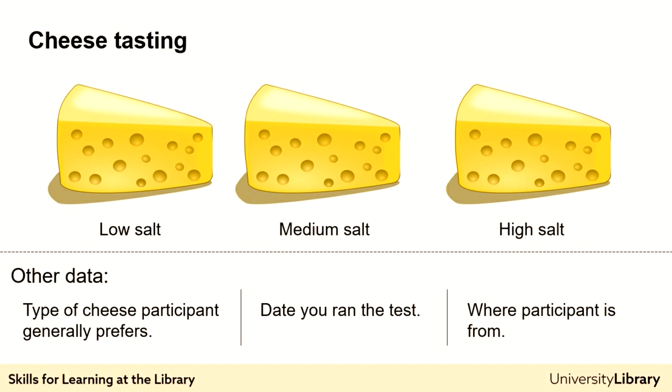Of course, if you notice that on one of your testing days all of the participants preferred the high salt cheese, you might need to check if this is a real effect, and if so, you need to decide what to do with that data. You cannot just ignore data that doesn't fit your story. You either need to change your story or explain the data that doesn't support it.